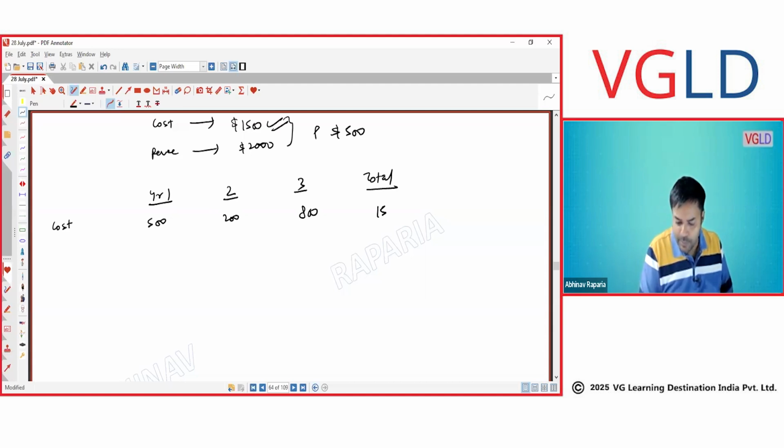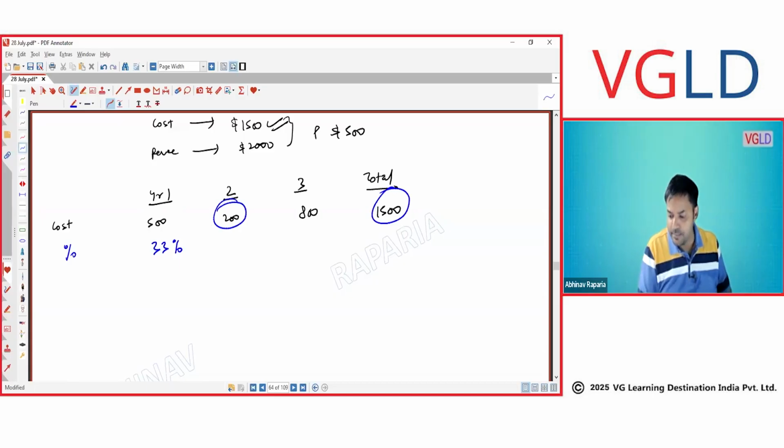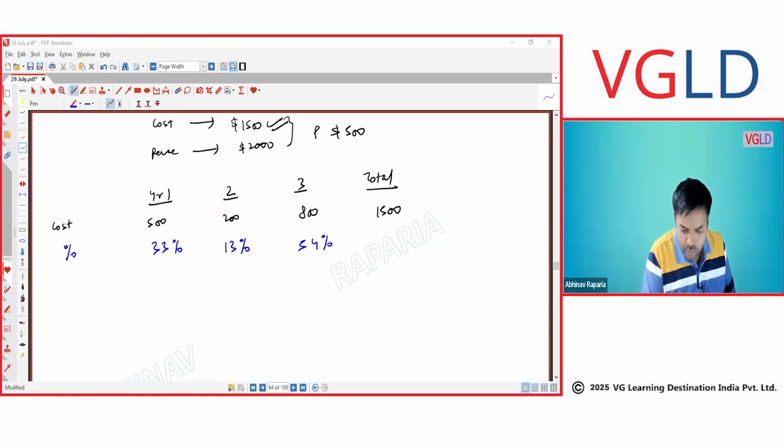So we'll calculate how much percentage of the work is done. Simple, 500 divided by 1,500. So almost 33% work is done here. 200 divided by 1,500. That means almost 13% work is done here. And 800 divided by 1,500, 54% work is done here. Now I allocate the revenue on that basis, guys, to every item. So revenue is 2,000. I'll allocate on that.